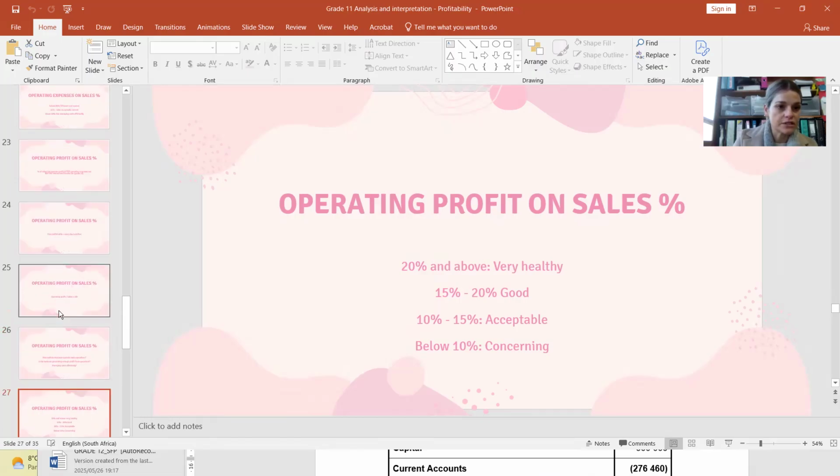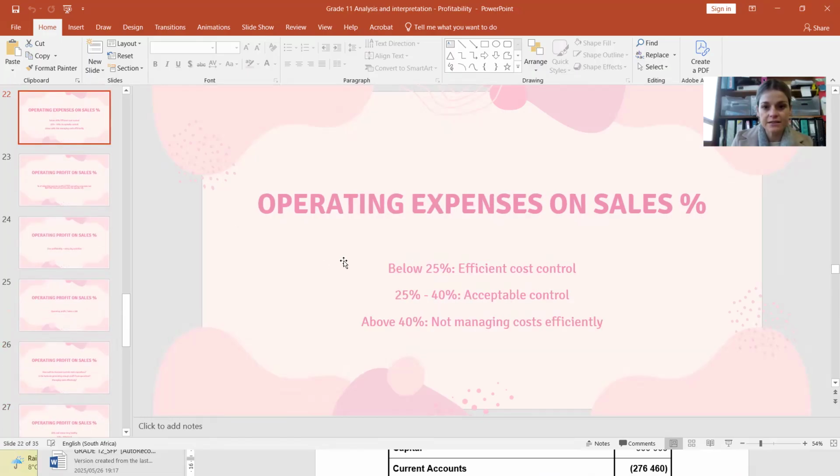Okay, so just note the difference here between your operating expenses on sales, right? We want it to be lower because that is looking at your expenses and how much of my sales I have to use to cover my expenses. I obviously don't want to use a lot of it.